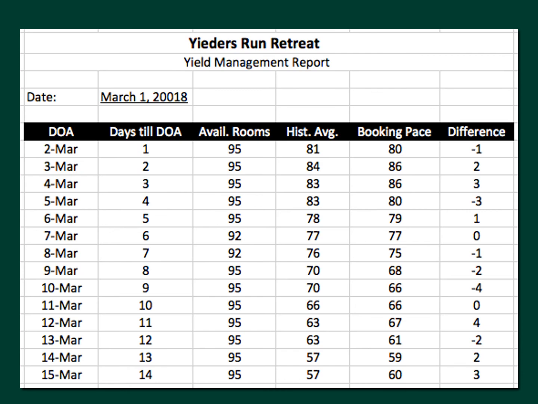Now let's look at March 15th. We have a booking pace of 60 and a historical average of 57. So we're gaining on that. The difference is positive, and we're doing pretty good. If our occupancy rate was pretty high here and we had a positive booking pace so that we're ahead, we might consider increasing the price to gain better margins.